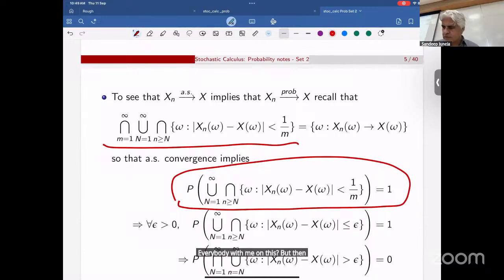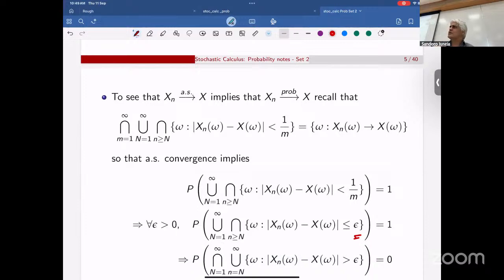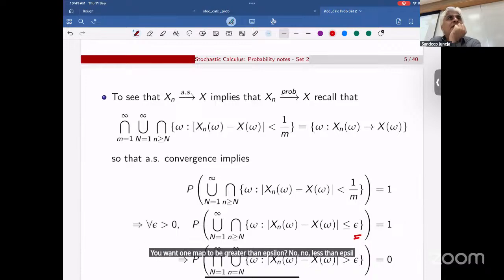But then, let's go a little bit slower. Do you agree that then I can put epsilon here, and for every epsilon it's true? Why is that the case? What's the proof? If you give me an epsilon, I can always select a 1 by m which is smaller than that epsilon. For that, this set already has probability 1. With epsilon, I get a bigger set, so it must have probability 1 there also.